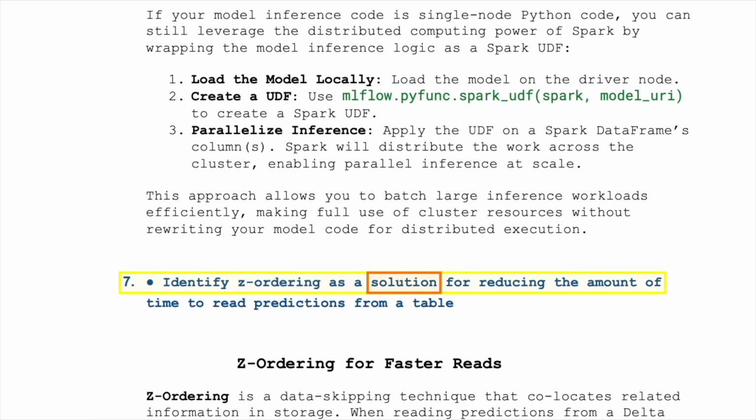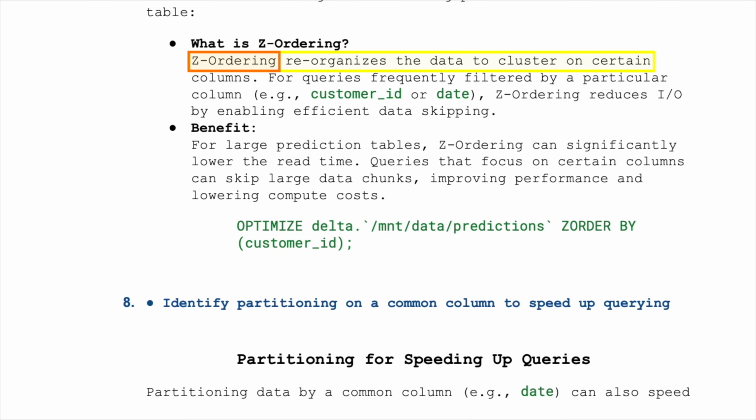7. Identify Z-ordering as a solution for reducing the amount of time to read predictions from a table. Z-ordering for faster reads. Z-ordering is a data skipping technique that collocates related information in storage. When reading predictions from a Delta table, what is Z-ordering? Z-ordering reorganizes the data to cluster on certain columns. For queries frequently filtered by a particular column, for example, customer_id or date, Z-ordering reduces input-output by enabling efficient data skipping. Benefit: for large prediction tables, Z-ordering can significantly lower the read time.